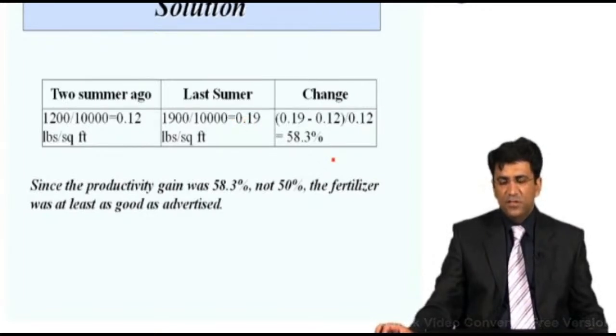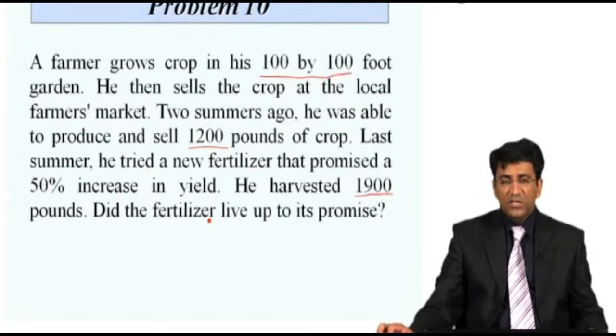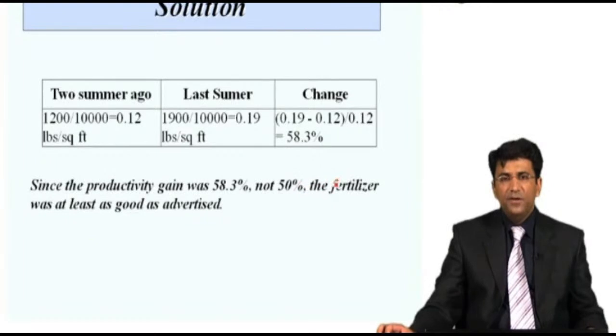So again, we can use the same formula, that is new productivity minus old productivity, divided by old productivity, multiplied by 100. So it means that a 58.3% improvement is there in productivity. So the productivity gain was 58.3%, not 50%. The fertilizer was at least as good as advertised. So actually he was able to achieve more than what he claims, that is the 50%. So the productivity has increased by more than 50%, that is 58.3%.